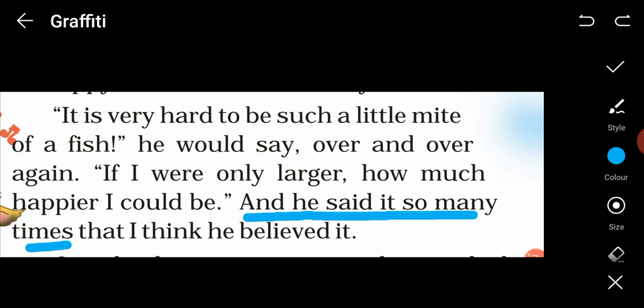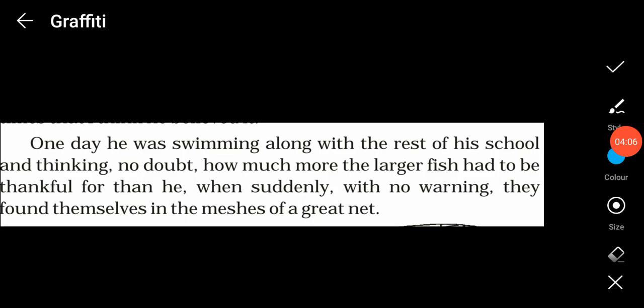Now, if you keep on telling yourself that I'm not happy because I'm small, I'm not happy because I can't do this, I'm not happy because my handwriting is not good, I'm not happy because I can't solve this sum, you will become an unhappy child. And that's very unfair. You shouldn't be unhappy. You should always be happy. After all, you all are children. You are born to be happy. Everybody is born to be happy. God has created you to be happy.